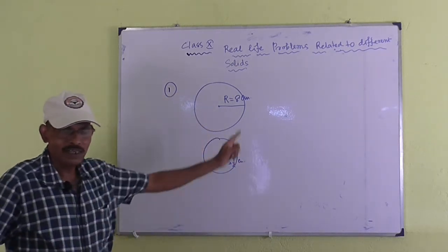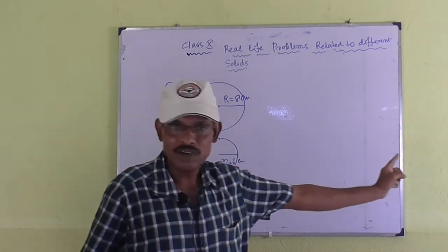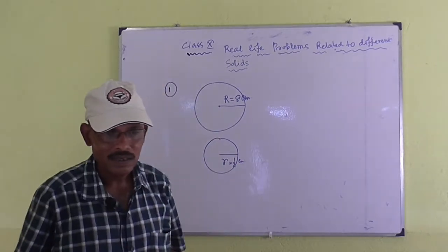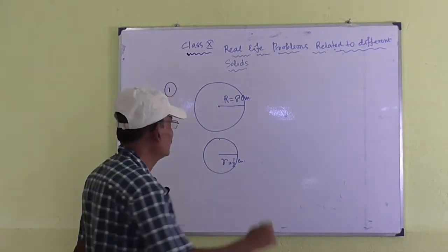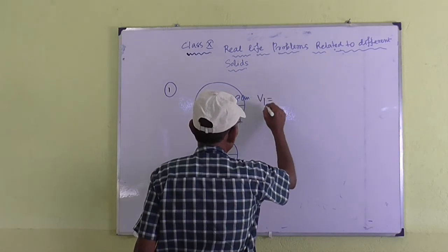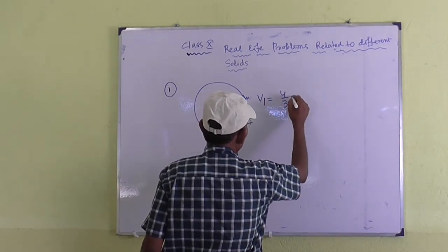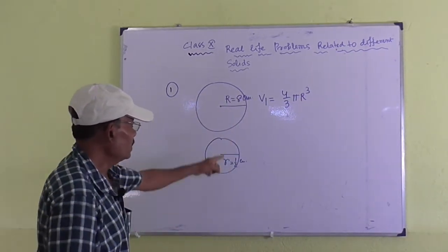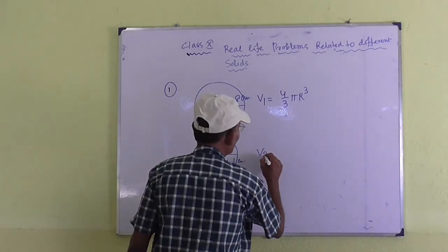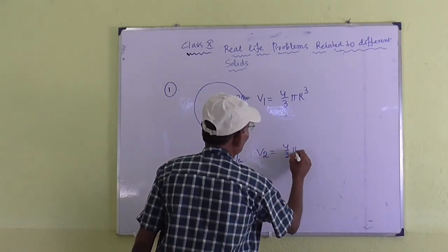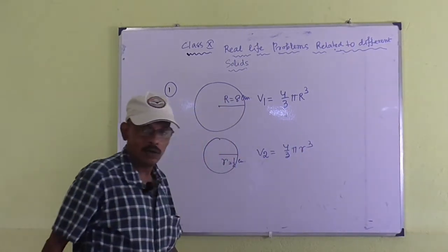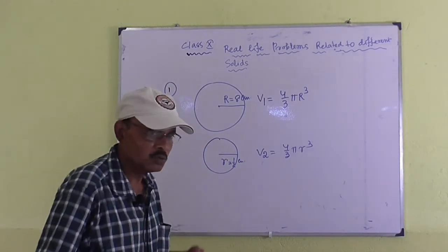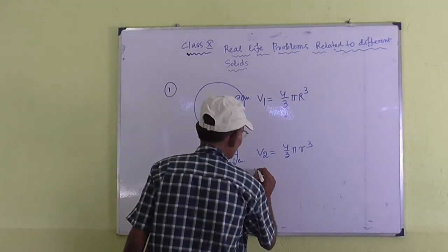So, we have to find the volume of the big sphere and then we have to find the volume of the small sphere. Clear? Let us take V1 equal to 4 by 3 pi R cube. And then V2 will be 4 by 3 pi r cube. Now, you have to find the number of small spheres, so we divide V1 by V2.